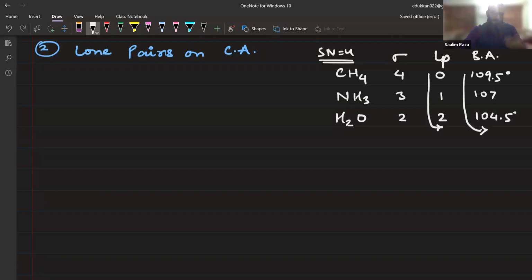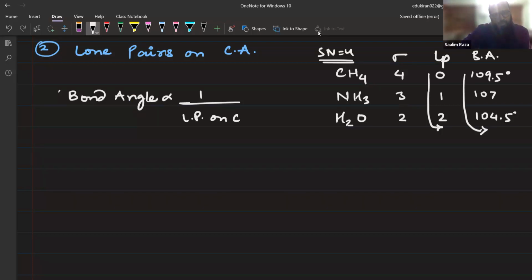decreasing. So what we are going to write? Bond angle is inversely proportional to lone pair on central atom.